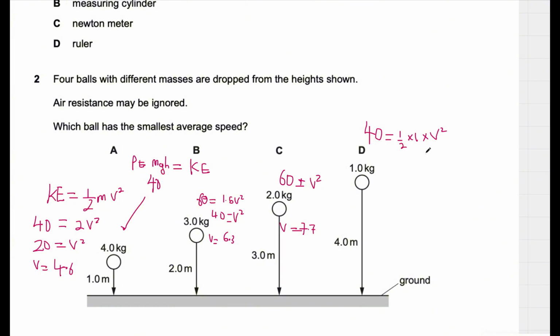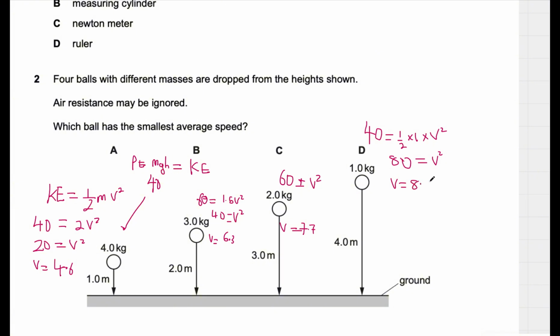Okay? Now the speed of this one will be, you cross multiply this one this way. It's going to be 0.5, which eventually, so this will be 80 equals v squared. What's the square root of 80? The square root of 80 will be 8.9. So v equals 8.9.